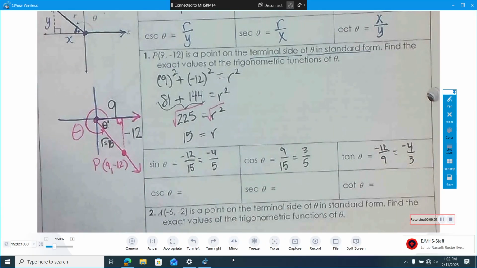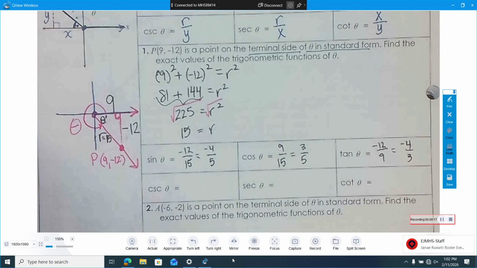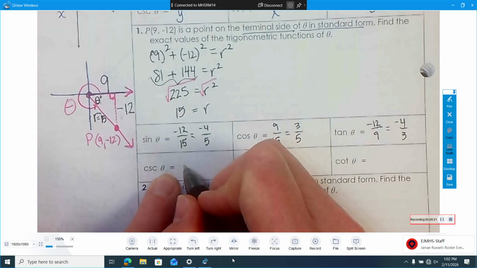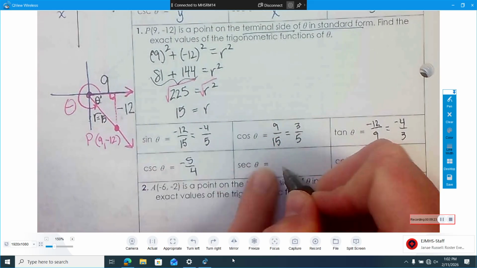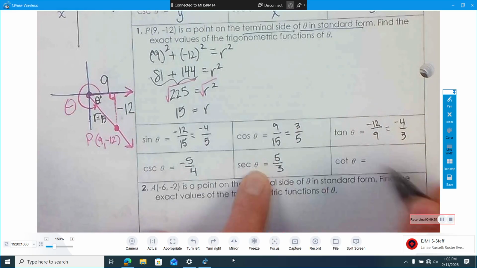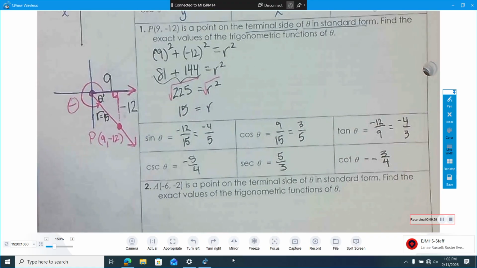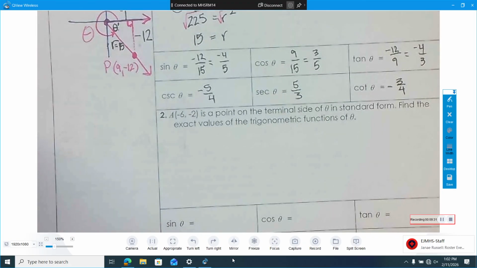This is a 3, 4, 5 triangle, ladies and gentlemen, and all that's been done is it's scaled up by a factor of 3. But a 3, 4, 5 is a really good Pythagorean triple. It always occurs, okay? So what's cosecant going to be? Negative 5/4. Secant? 5/3. And cotangent? Good, perfect. Okay, cool. Let's do number 2.